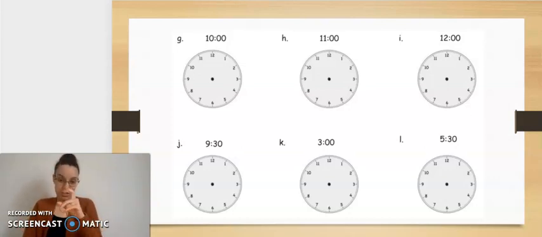Remember, you can draw the fingers. You can draw it with your fingers on the screen, or draw your clocks on your paper and write out these times. For G, you need to draw 10 o'clock. H, 11 o'clock. I, 12 o'clock. J, 9:30. K, 3 o'clock. And L, 5:30. I know I'm not going to give you enough time to do all of these, so remember, if you need more time, just go ahead and hit pause.